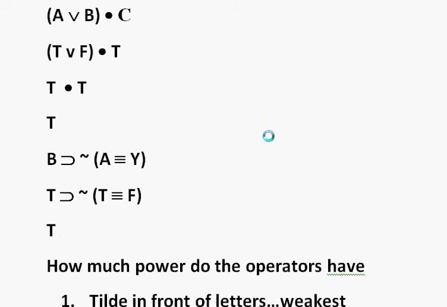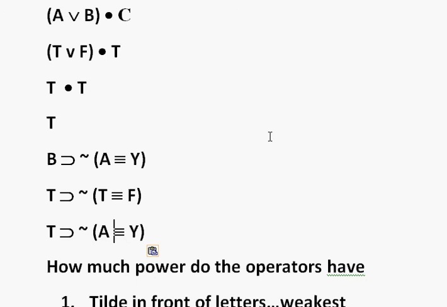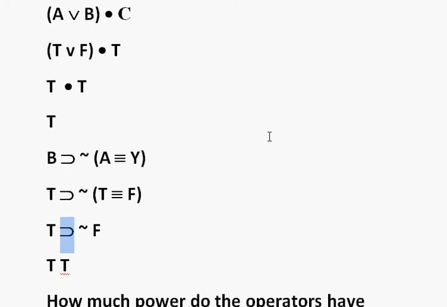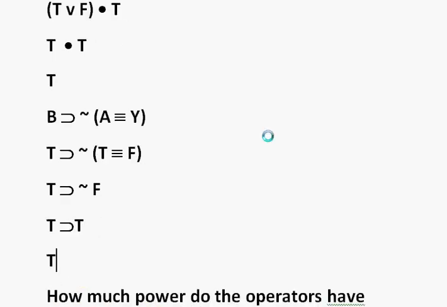So we have true, horseshoe, true triple bar false. True triple bar false is false, so it's true horseshoe tilde F. Tilde F is true, and then that makes true triple bar true is true, and so this one would be a true statement. Okay, does that make sense?